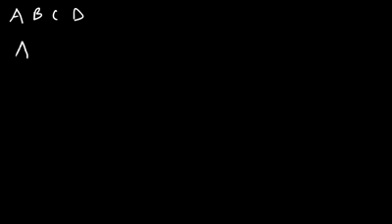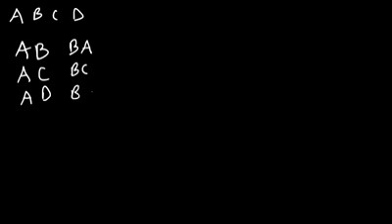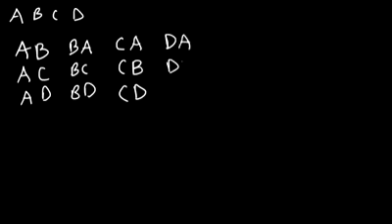So we can choose AB, we can choose AC, or we could choose AD. We can choose BA, BC, BD. We're only using each letter once every time we select 2 out of the 4. We can also use CA, CB, and CD, and also DA, DB, DC. So notice that there's a total of 12 different ways we can arrange 2 out of the 4 letters. So the number of permutations in this example is equal to 12.